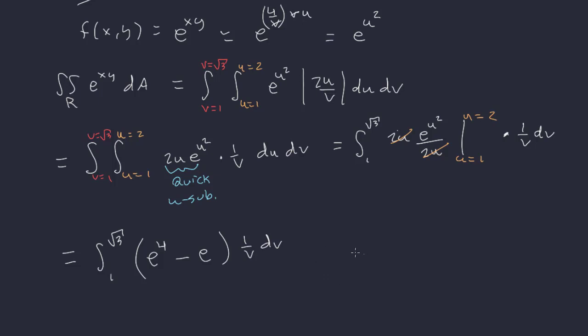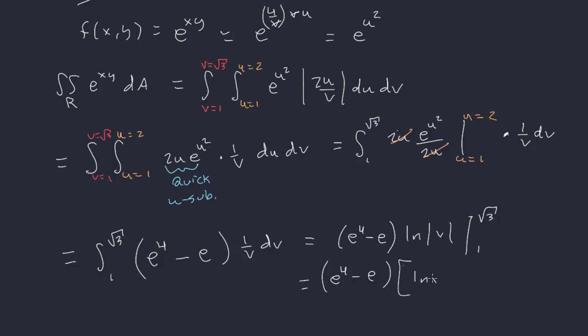Now the integral of 1 over v dv, this is just a constant, so this is going to be e to the 4th minus e times the natural log of the absolute value of v from 1 to the square root of 3. So it will be e to the 4th minus e, then times the natural log of root 3 minus the natural log of 1. Notice I dropped the absolute value because these guys are positive. Natural log of 1, well, that's 0.